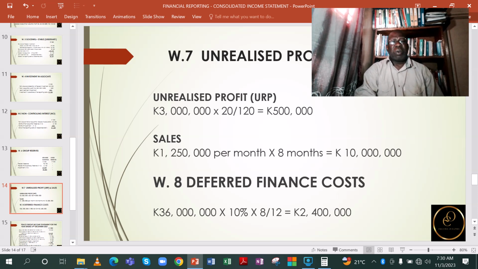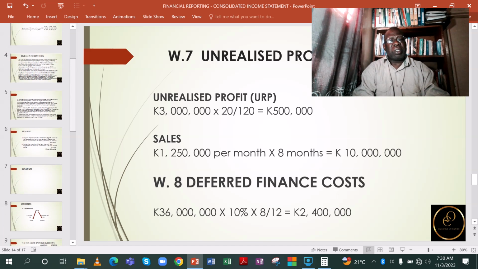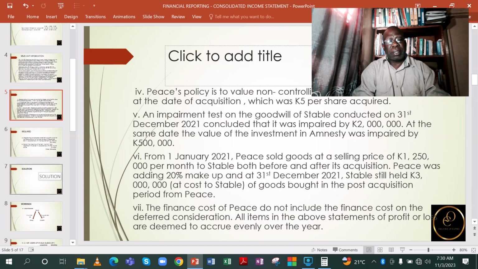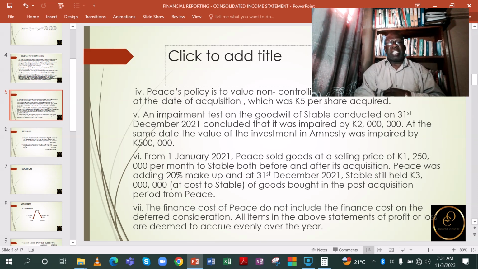In this particular regard, we are advised that there were sales going on. Let's look at that. It says on note number 6, from 1st January 2021, Peace, which is the parent company, sold goods at a selling price of 1,250,000 kwacha per month to Stable, which is a subsidiary, both before and after its acquisition. Peace was adding 20% markup, and at the 1st December 2021, Stable still held 3 million kwacha at cost to Stable of goods bought in the post-acquisition period.